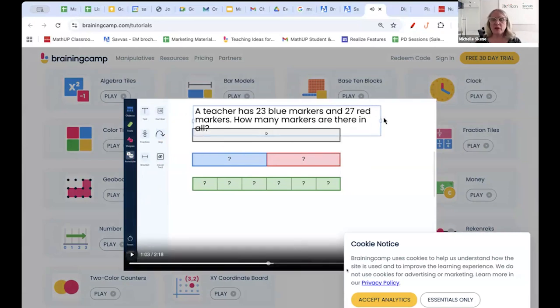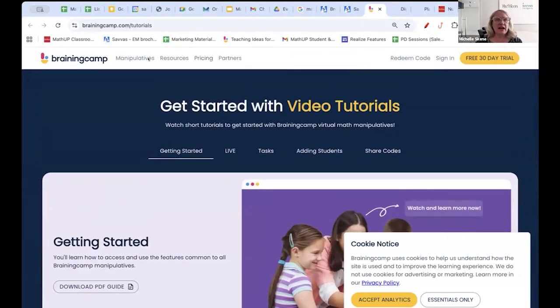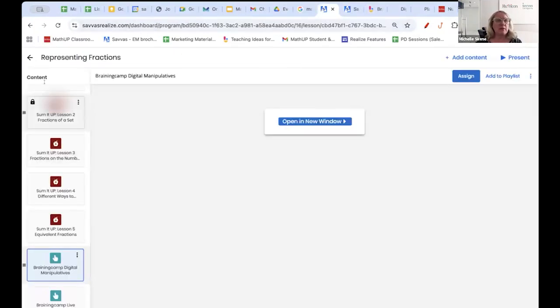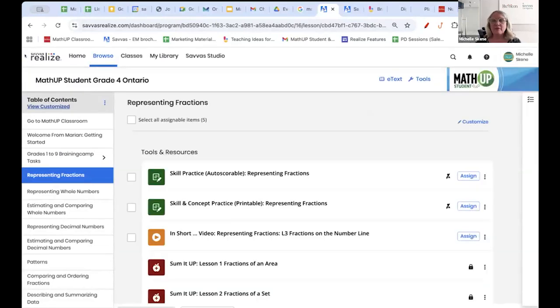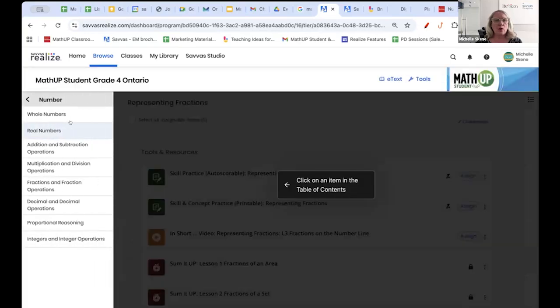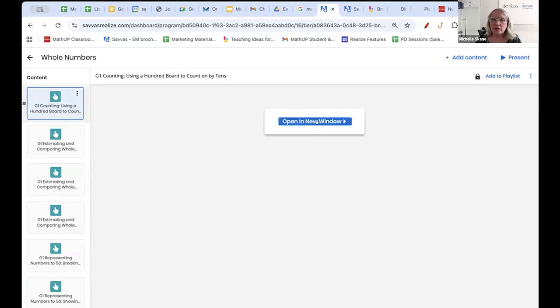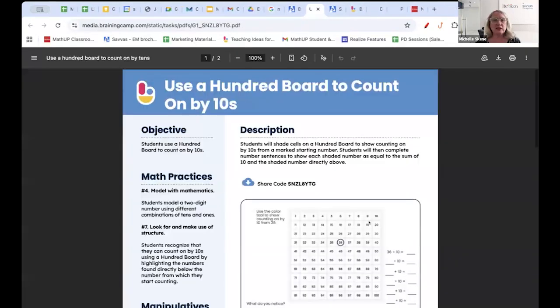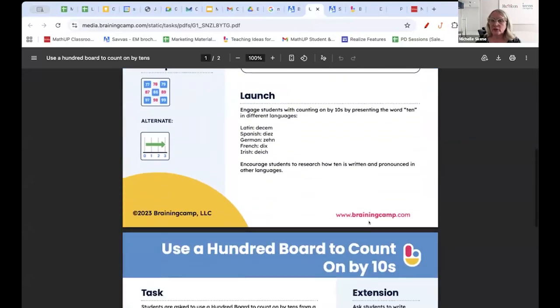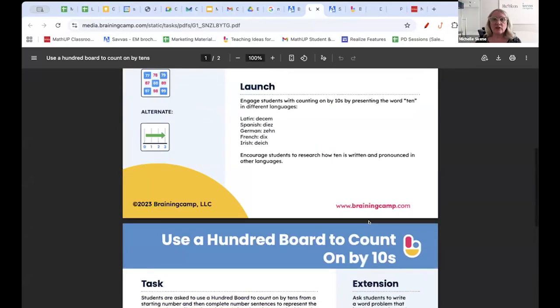I'm going to get some really good math ideas, but also get ideas in terms of how to use each of those tools. And then the last thing that I'll show you, and I just need to move this out of the way, is I come back to my regular MathUP student page before I open the Brainingcamp tools. I also have over here a whole bunch of lessons that are built for Brainingcamp. So if I'm also thinking I'm not really sure how to use that tool, or I'm not sure how I would put that into a lesson, these lessons are also available to you so that you can use the manipulatives thoughtfully in your class.